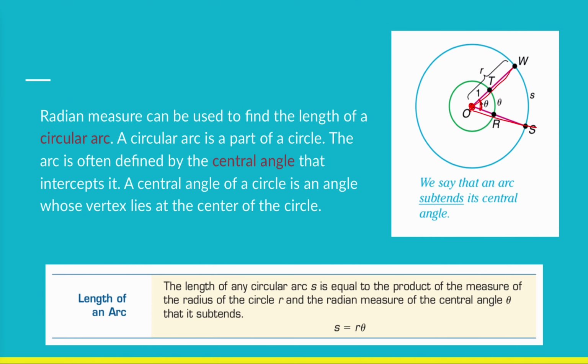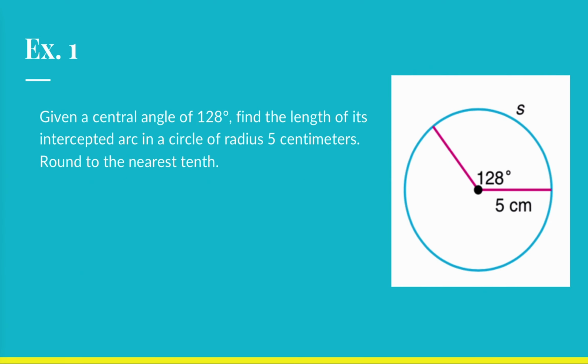And so we get this nice handy little formula for the length of any circular arc, which is equal to the radius times the central angle measured in radians. So the radius times the number of radians gives you the arc length, and that's really handy. Right?